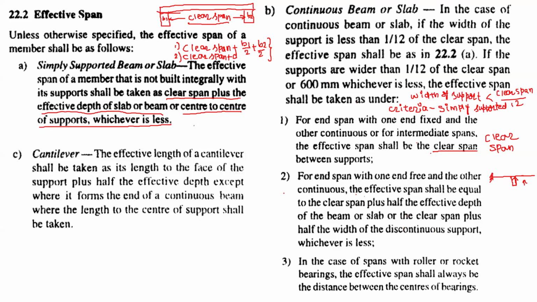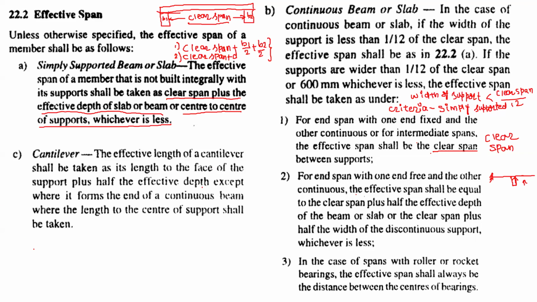And then for a cantilever, the effective length of a cantilever shall be taken as the length to the face of the support plus half the effective depth, except where it forms the end of a continuous beam, where the length to the center of support shall be taken. So we are interested in the effective length of a cantilever, which is the clear span up to the face of the support plus half the effective depth. Only this one criterion we are considering here.